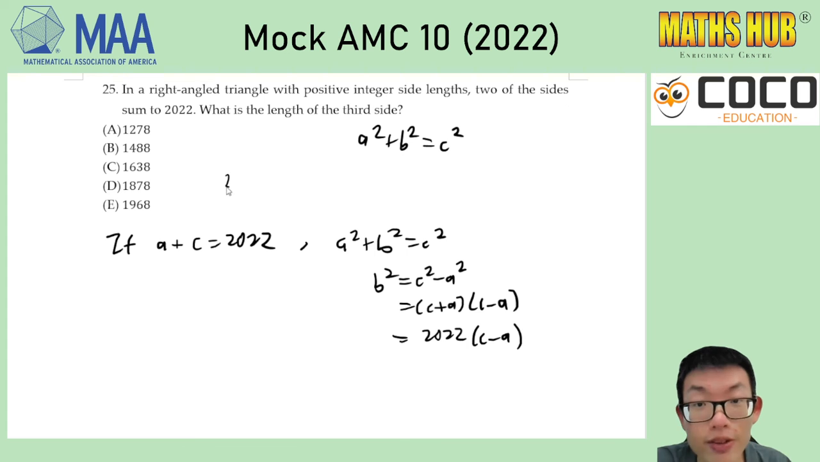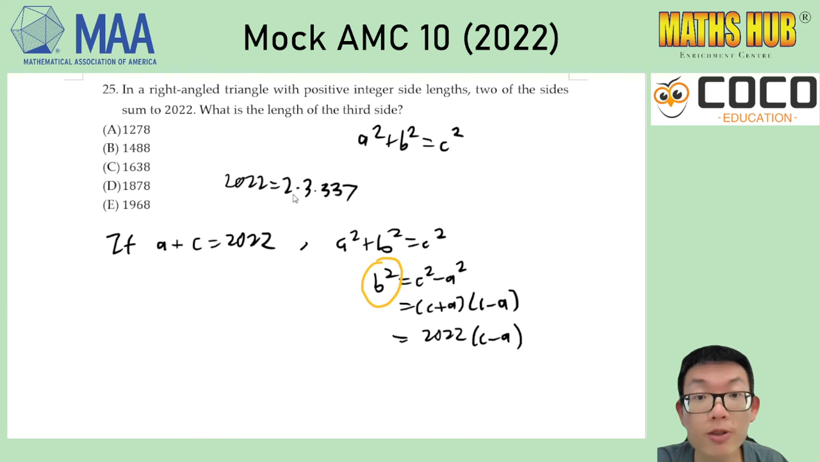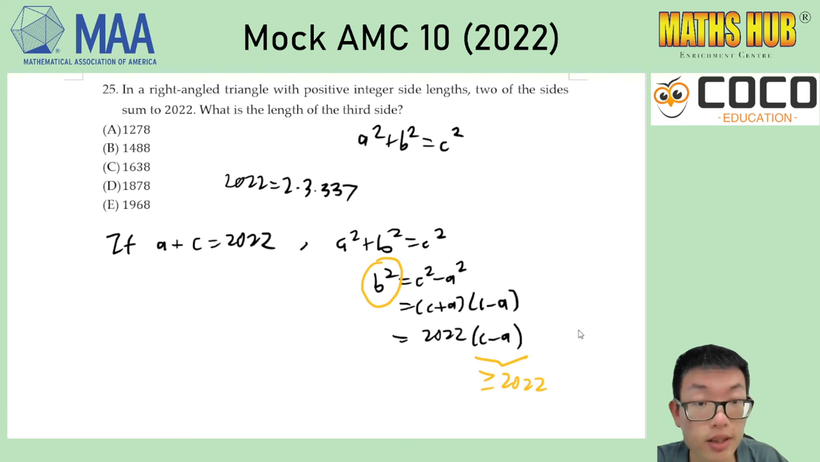We also know that 2022 is 2 times 3 times 337, and that is the bad news. That's the bad news because if you want this to be a square, you need to make sure that on your right hand side, every single prime factor appears an even number of times. And so the 2, 3 and 337 all need to appear here, which means this needs to be at least 2022, and that doesn't work because c minus a cannot be the same as c plus a. Unless a is 0, and that's not a triangle, and that's not a positive integer side length. So unfortunately, this does not work. But fortunately, it did not work very fast.